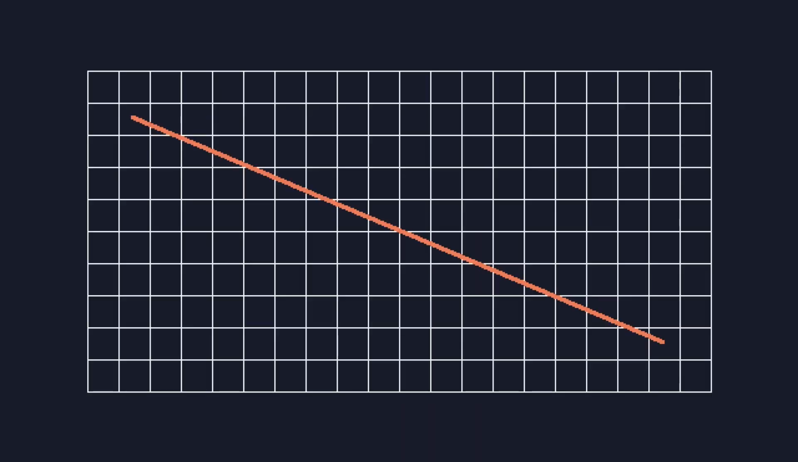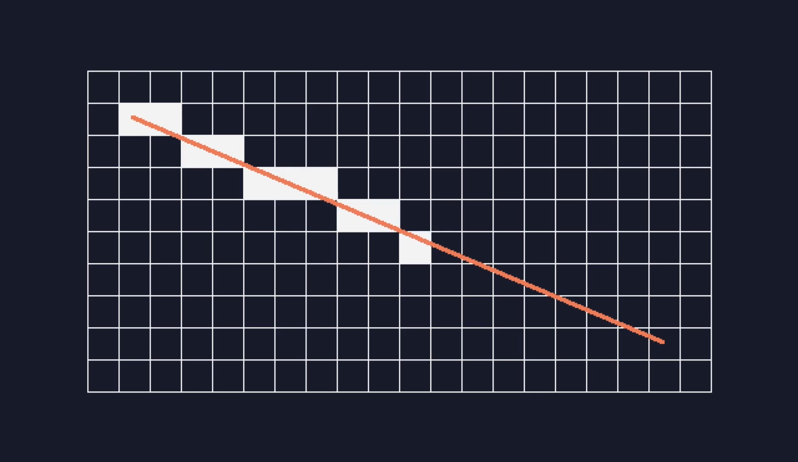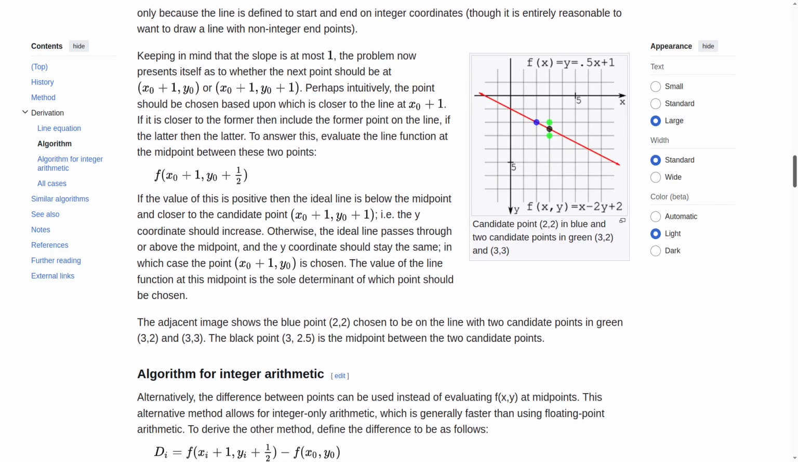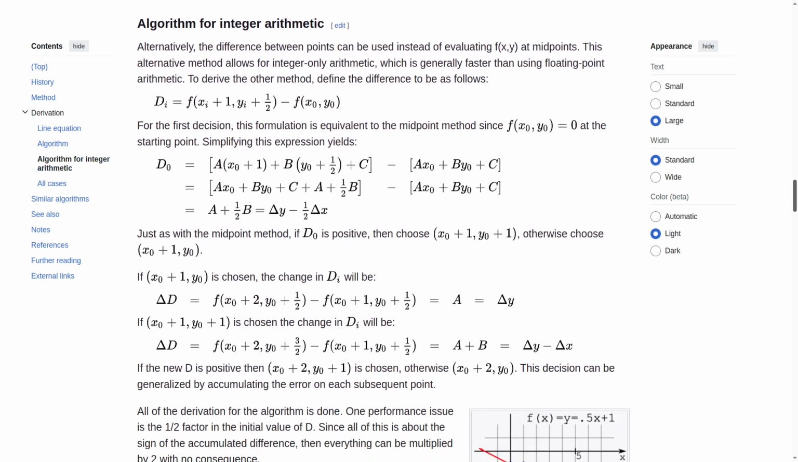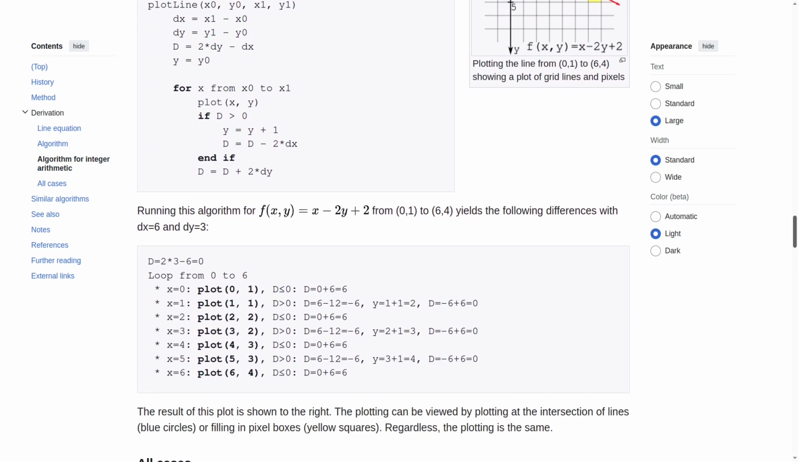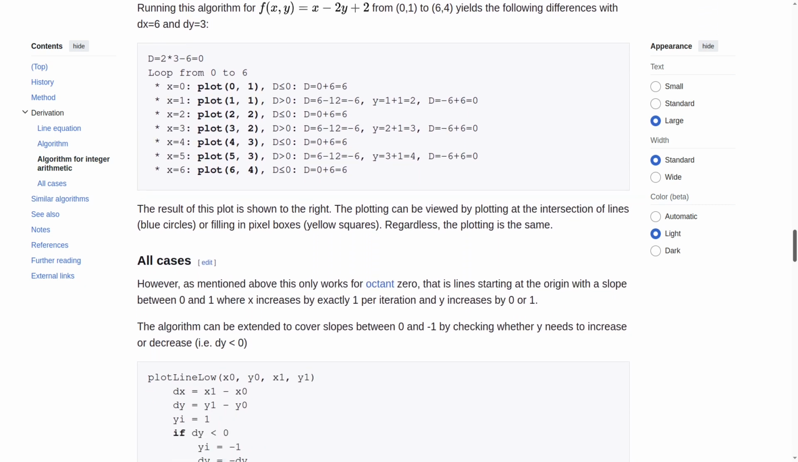The algorithm solves the problem of approximating a continuous line on a discrete grid. The task is not as trivial as it may seem, especially for 1960s computers that weren't very good with non-integer calculations. Bresenham's algorithm was originally designed to work with integers only. However, to build intuition, let's first approach this problem using floating point math.